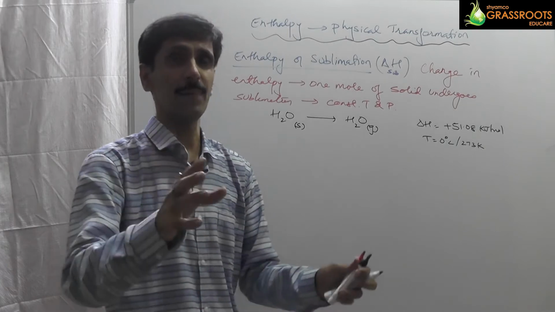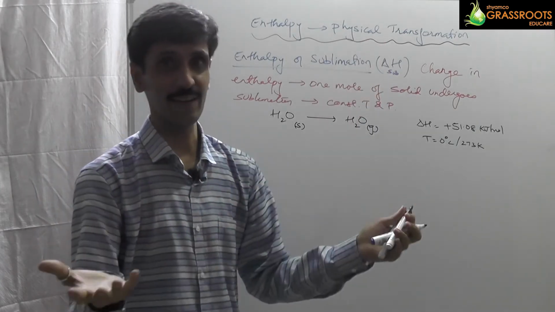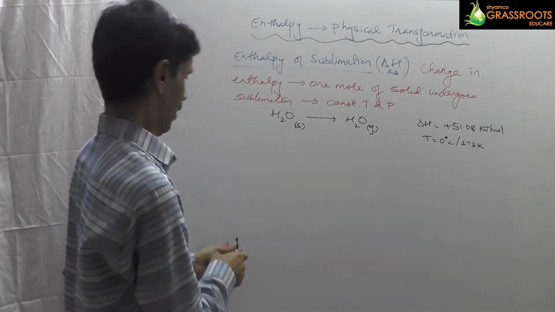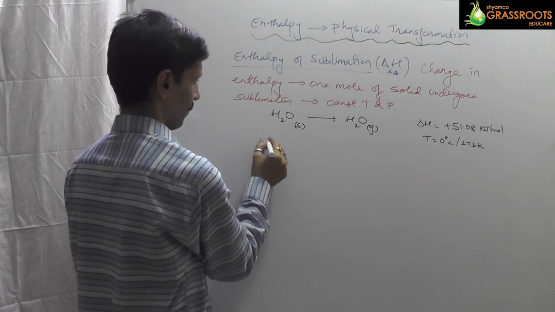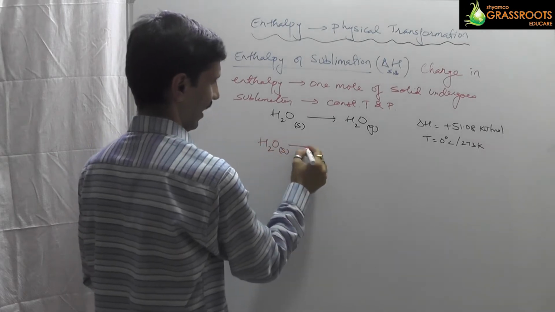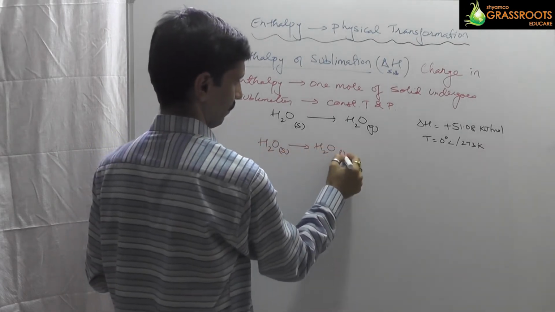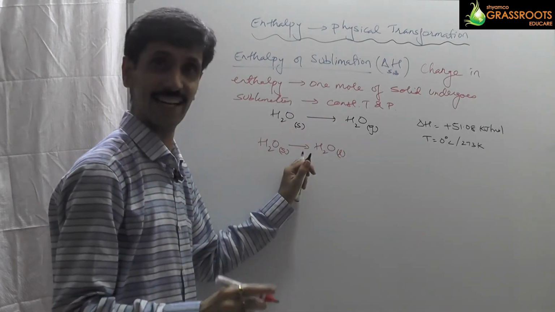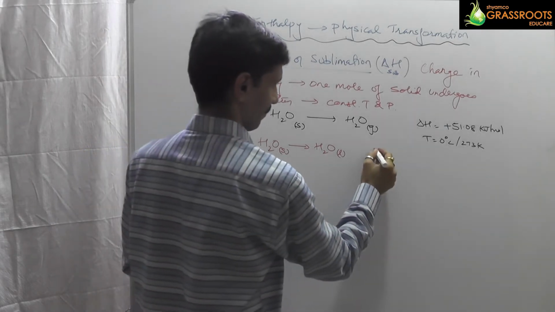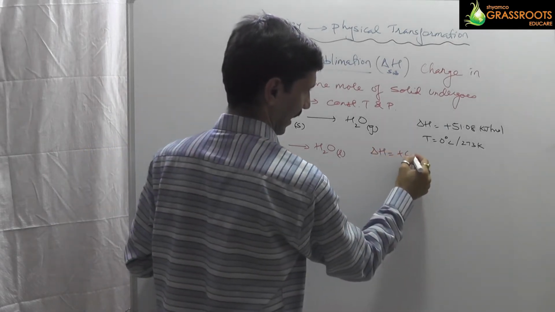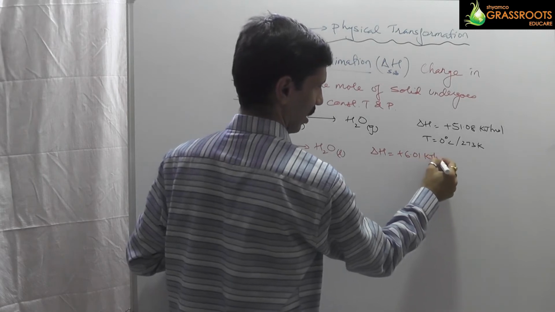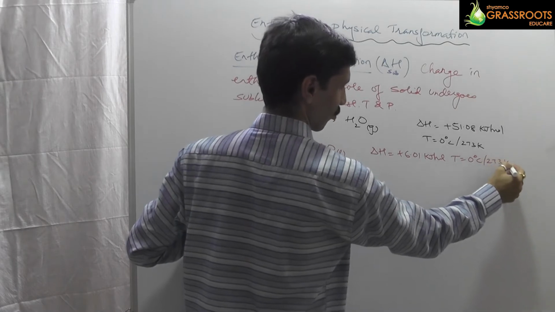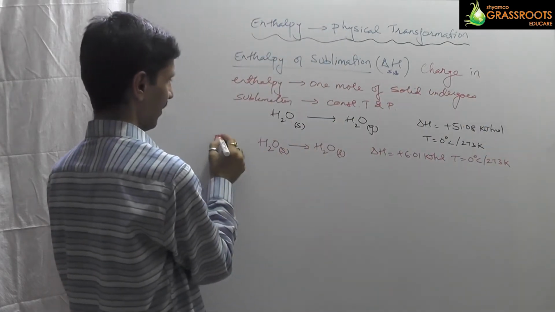Okay. Now I will give you another way of coming to this particular expression. See how. Number 1 is H2O solid getting converted into H2O liquid. Is this solid to liquid? Fusion. Do you remember the value of delta H? Yes, plus 6.01 kilojoules per mole. Temperature 0 degrees Celsius, or we say it is 273 Kelvin. And this is fusion.